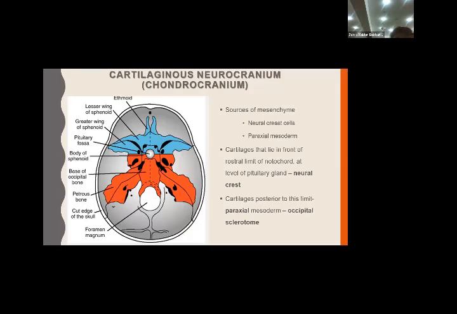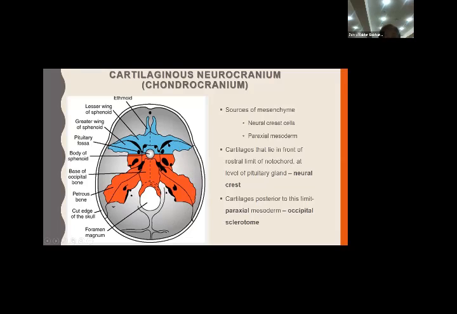So जो occipital region के sclerotomes हैं, plus the paraxial mesoderm. Paraxial mesoderm, say all this area in red, and this gray part develops from occipital sclerotomes. So mesenchyme that develops into the base cartilages of the base of skull.